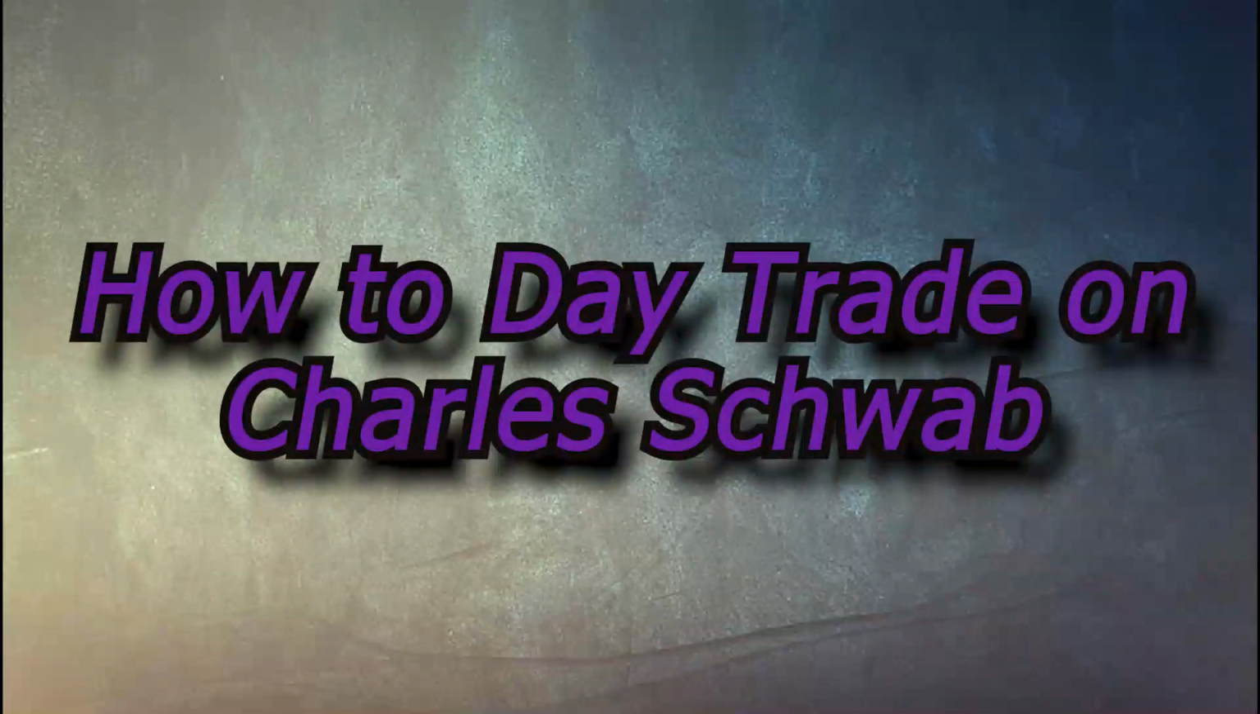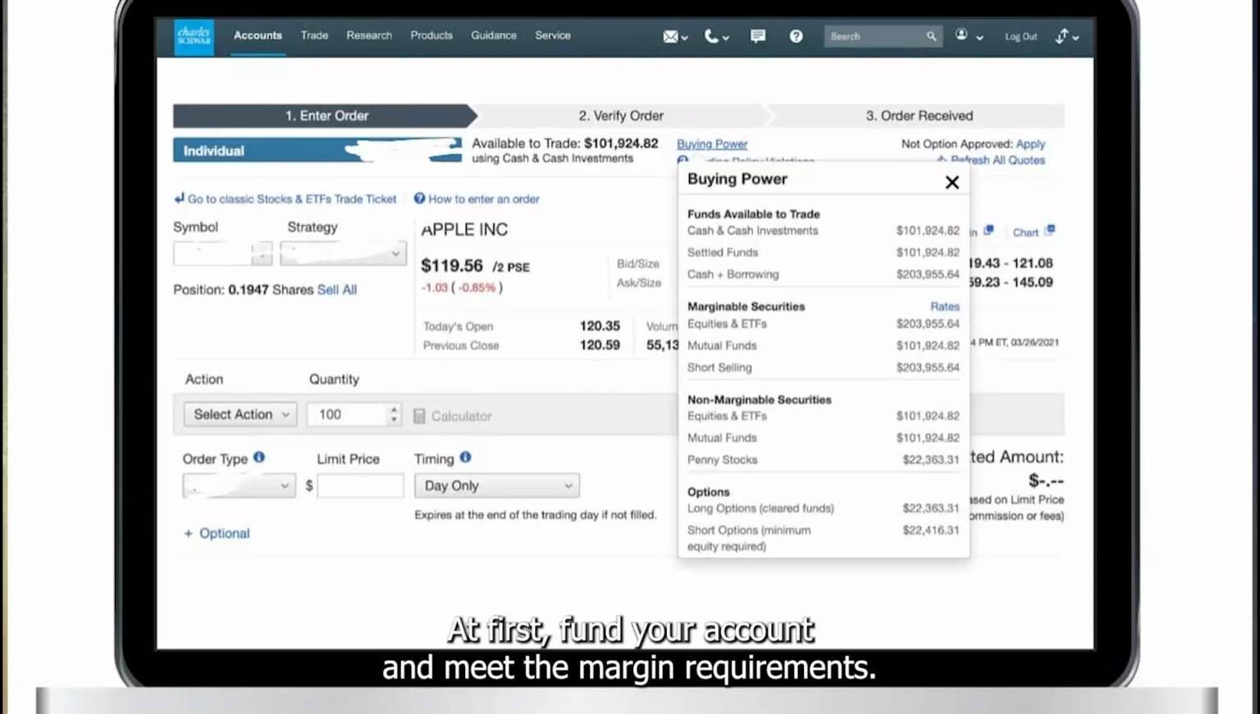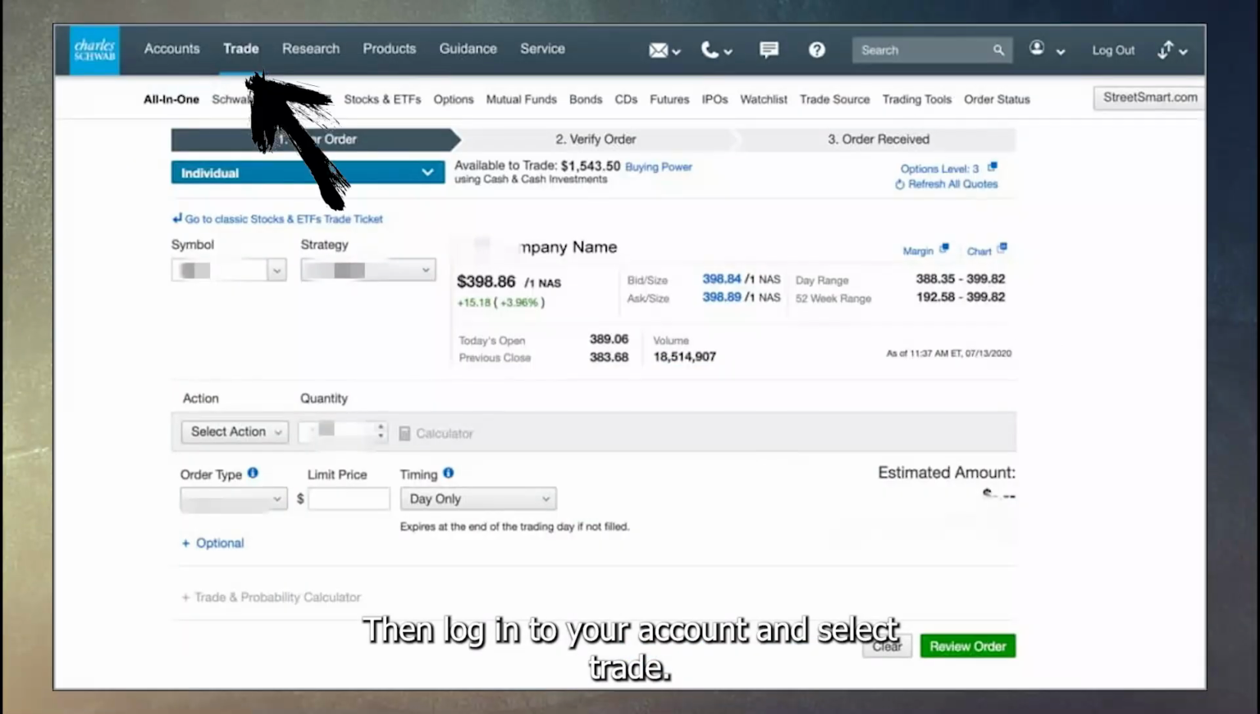How to day trade on Charles Schwab. At first, fund your account and meet the margin requirements. Then log into your account and select Trade.